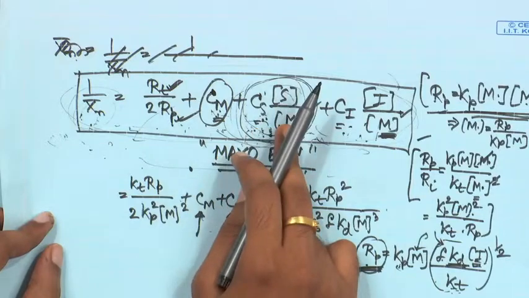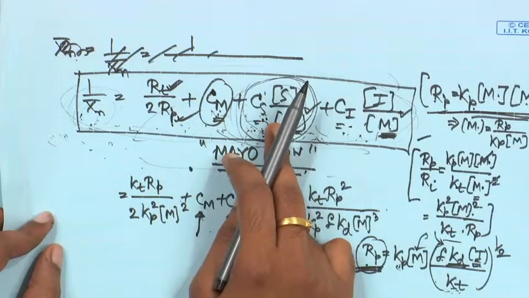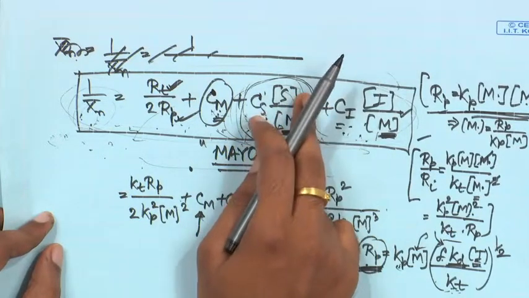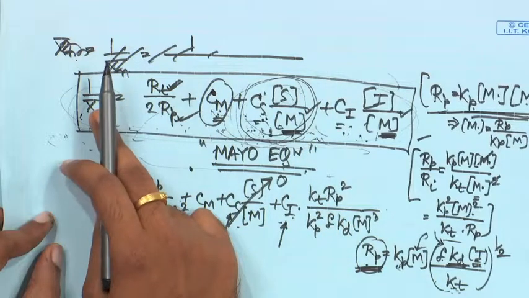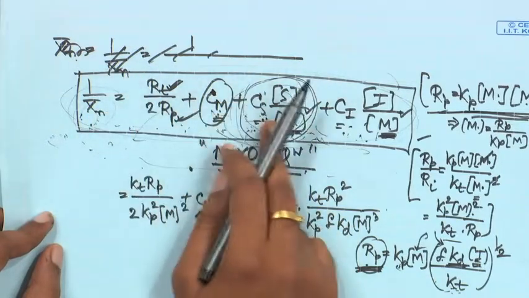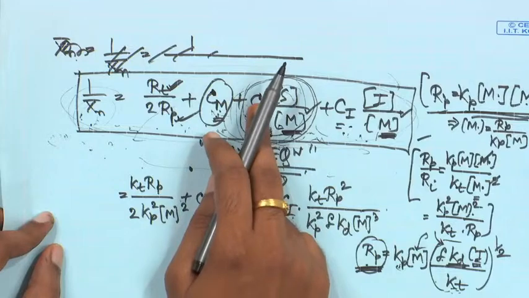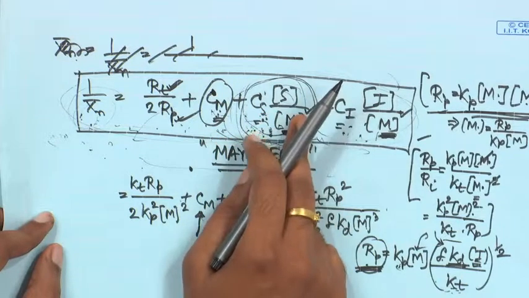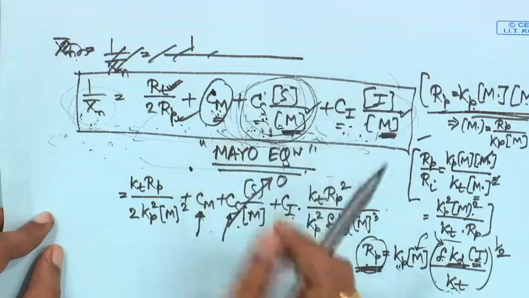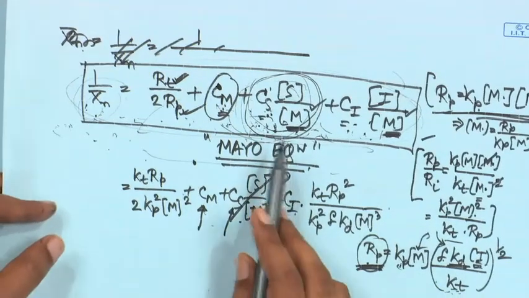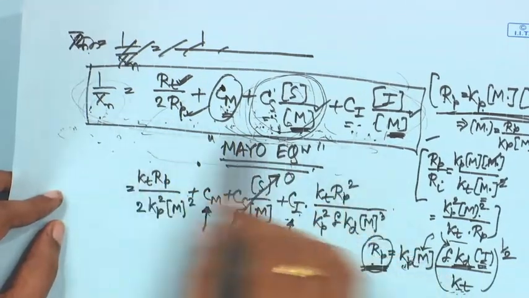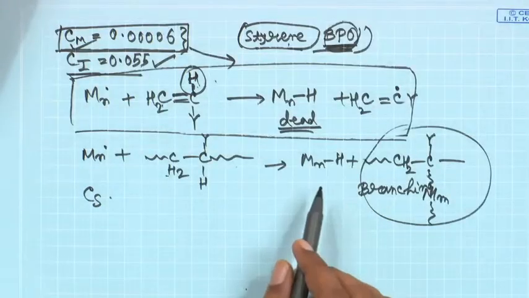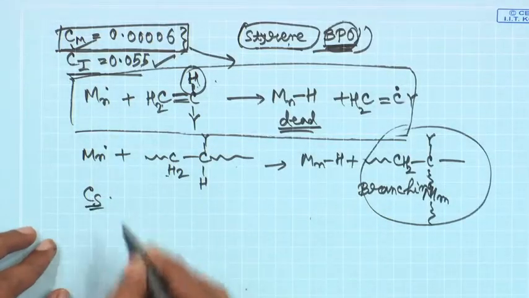So, what about this Cs? That is important because you can purposely add a chain transfer agent sometimes in order to limit the molecular weight. Then you have to know for this particular system what the chain transfer constant is for the chain transfer agent, because the efficiency of the chain transfer agent is very important. So, you want to find out the value of Cs.